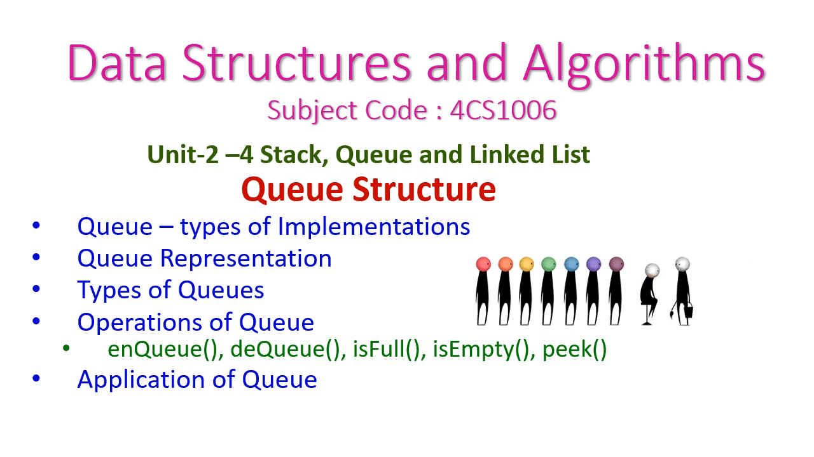In today's data structure class, we will see the queue structure from second unit. In this class, we will see what is queue. After that, the types of implementation. That is, we have two different types of implementation in queue.